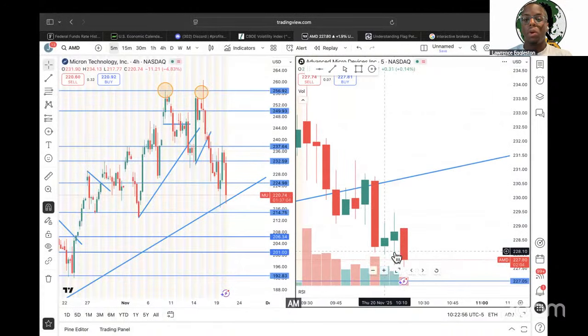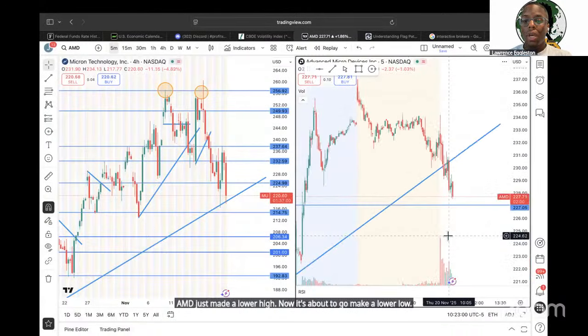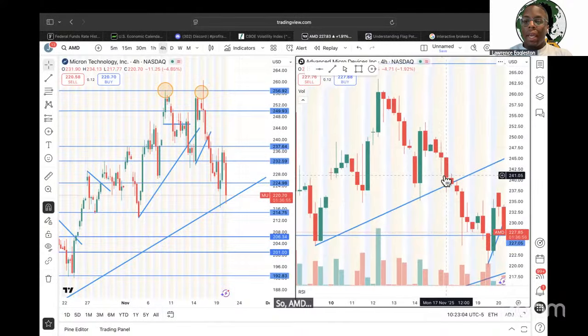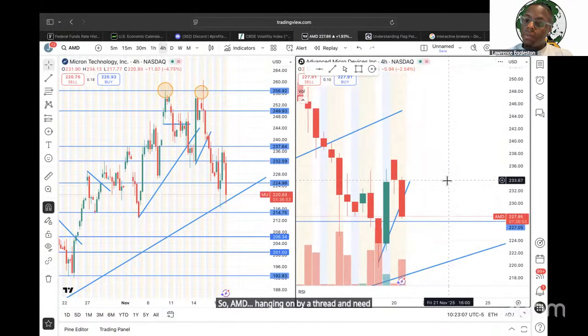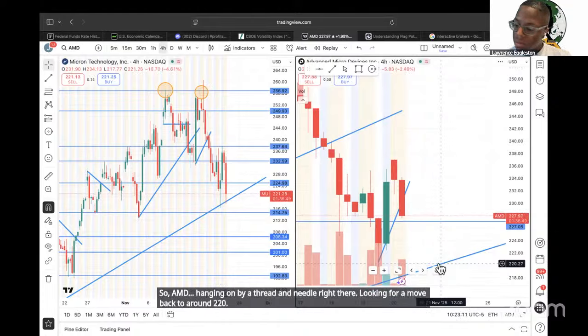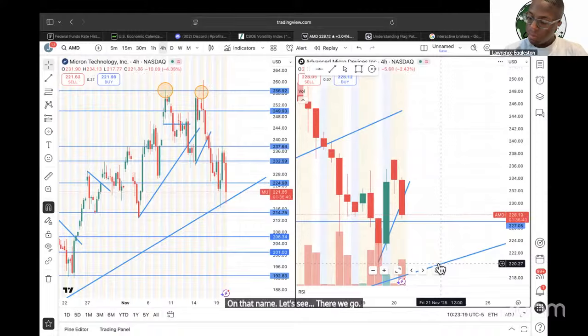AMD just made a lower high. Now it's about to go make a lower low. AMD is hanging on by a thread right there. Looking for a move back to around 220 on that name. Let's see. 220, there we go.